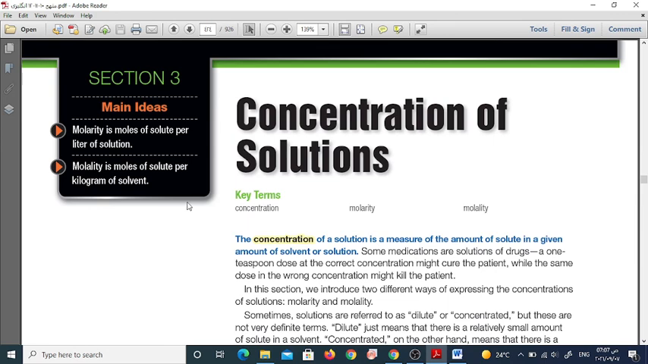Okay, my dear students, that is enough for now. For the next video, I will start with the concentrations of solution, which is a very important topic. We will need molality and molarity in the coming chapters.